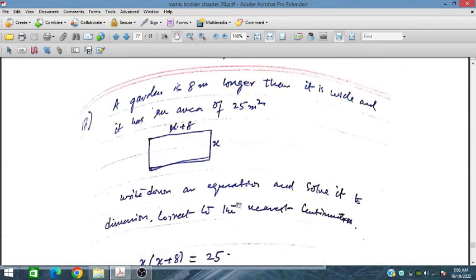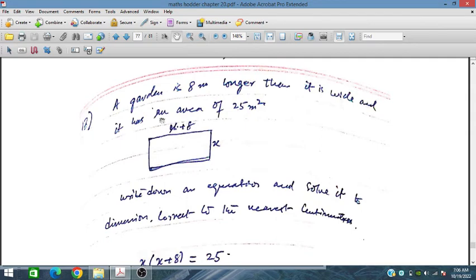Now some word problems. This is very important. A garden is 8 meters longer than its width. So suppose the width is x. Then the length is the width plus 8. The length is 8 meters longer, so if the width is x, then the length will be x plus 8.